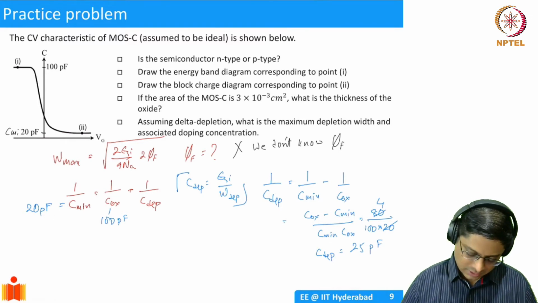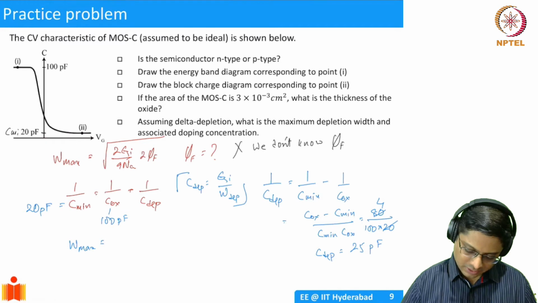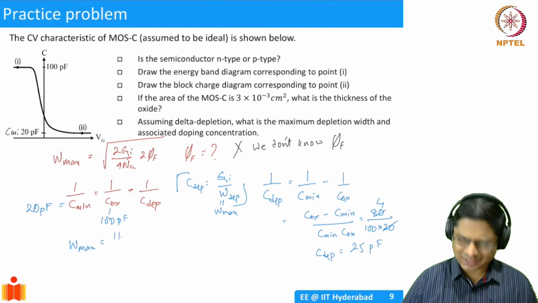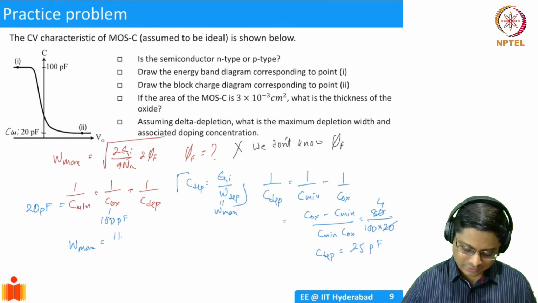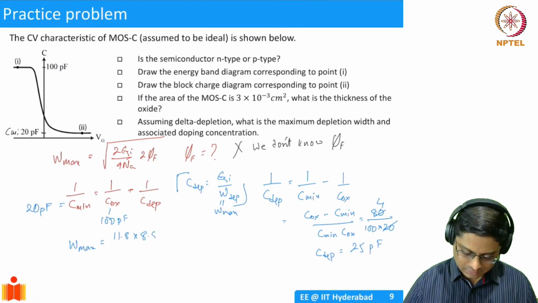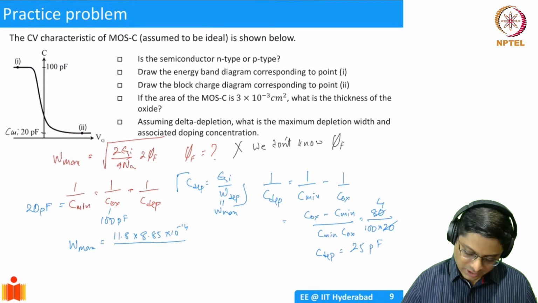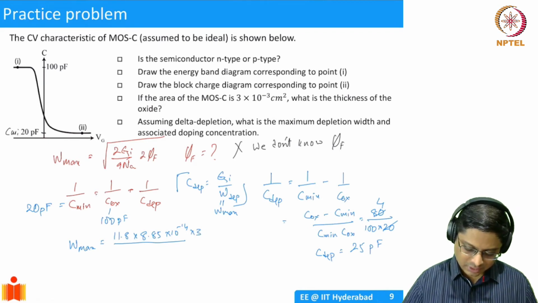So now what is my W max? W max from here will be equal to W max, right? Because we are in inversion. So I need to write epsilon silicon, 11.7, it should be 11.7 or 11.8, into 8.85 into 10 power minus 14, divided by, well, I actually need to multiply it by area, I think. Yes, 3 into 10 power minus 3 divided by C depletion, which is 25 picofarads.